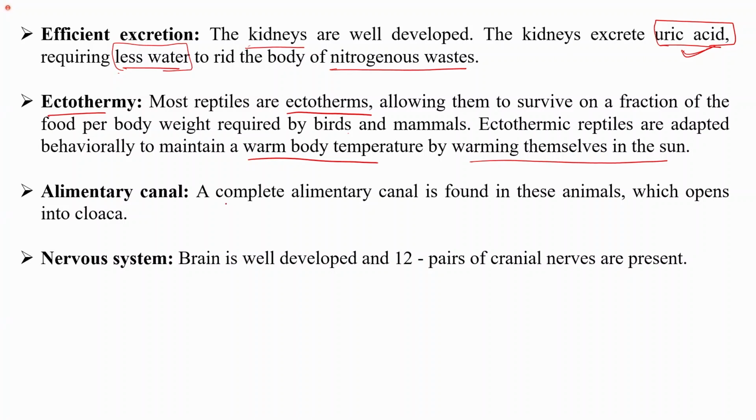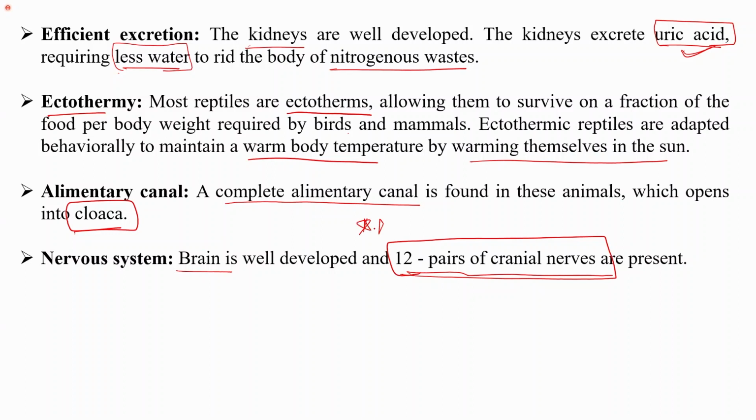Alimentary canal, as I've shown you, a complete alimentary canal is found in these animals, which opens into an opening called the cloaca. Their nervous system: the brain is well developed, and they have 12 pairs of cranial nerves. This is important: they have 12 pairs of cranial nerves.